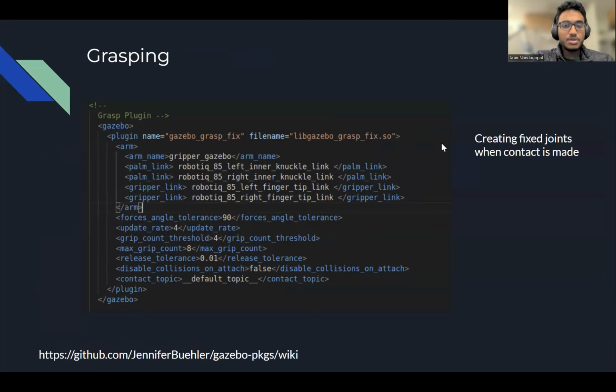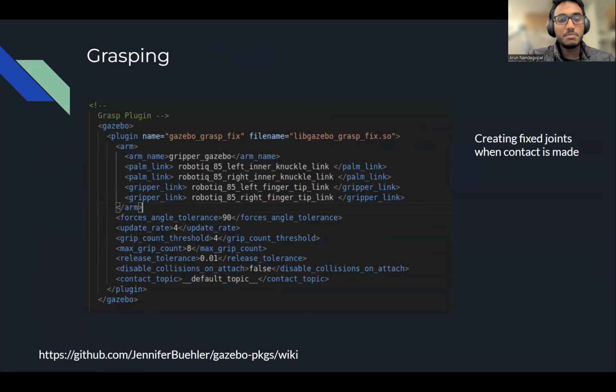The next thing I want to talk about is the grasping plugin. This particular plugin is mainly useful because of two reasons. One is that we will not be able to find out the exact friction parameters and the right amount of force to pick it up.